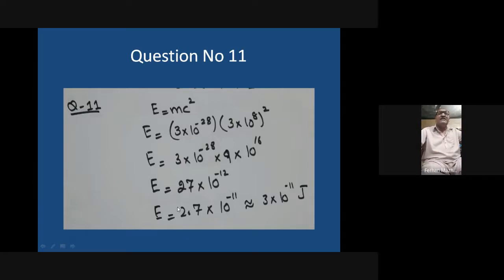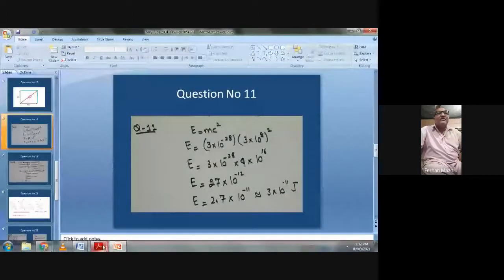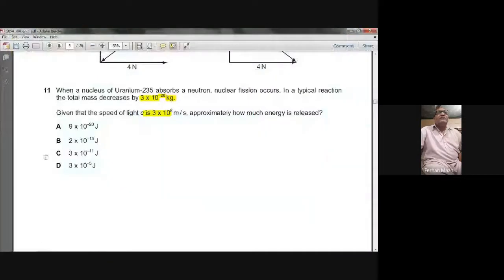When you round this off, 2.7 will become approximately 3. So your final answer will be 3 × 10^-11 joules. Let's check, do we have this option? 3 × 10^-11 joules. Yeah, we got it. C is the right option.